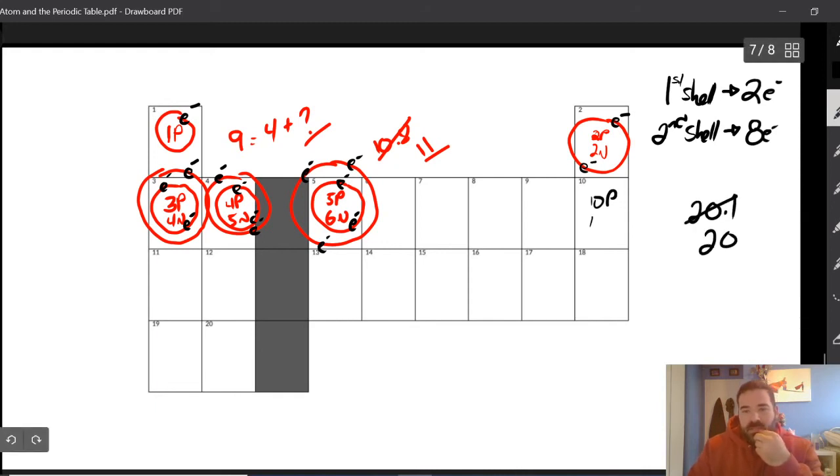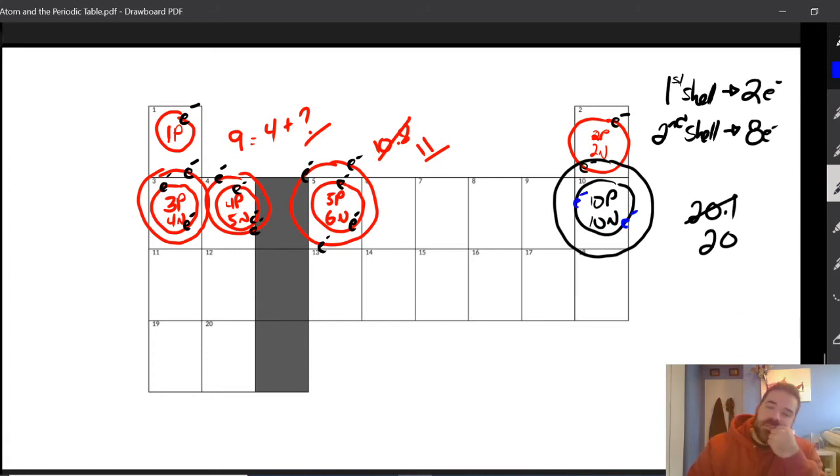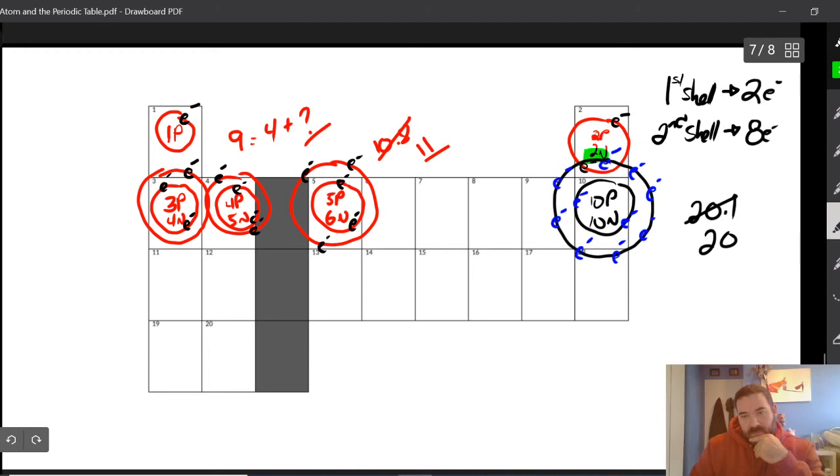So if it's got 10 protons, then it probably has 10 neutrons, and then I'll draw my first orbit, and then I'll draw my outer orbit here. Now, I have 2 electrons on the inner shell, and because I have 10 protons, I need 10 electrons. So I have 2 here, so I need 8 on this outer shell. So 1, 2, 3, 4, 5, 6, 7, 8. This is the outermost shell of this atom.